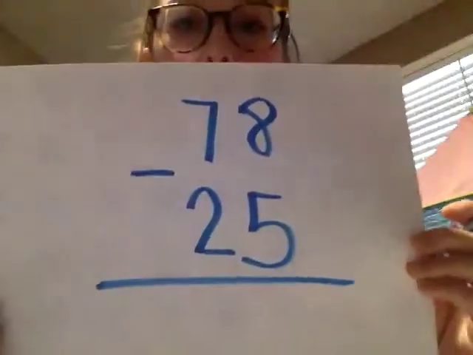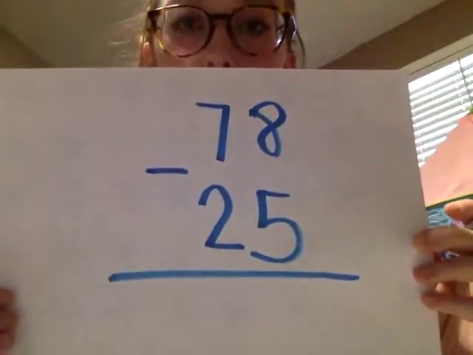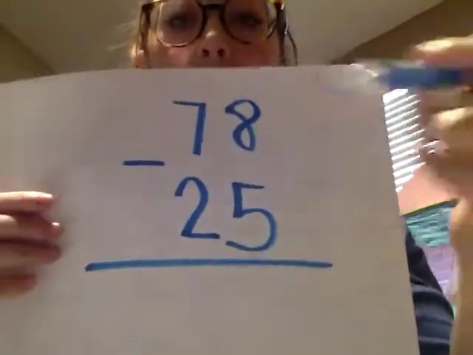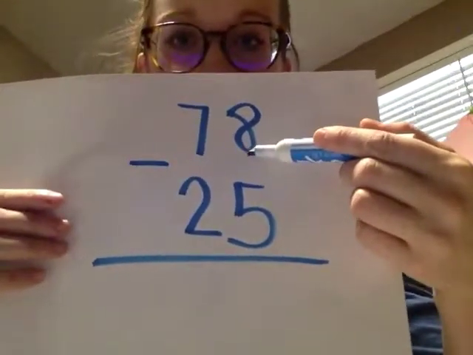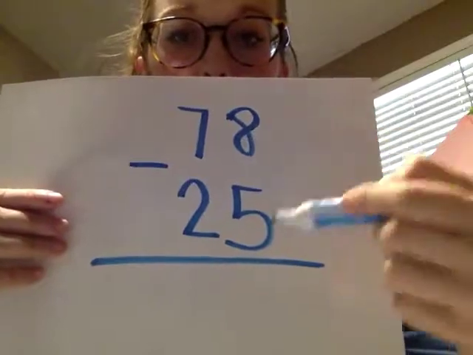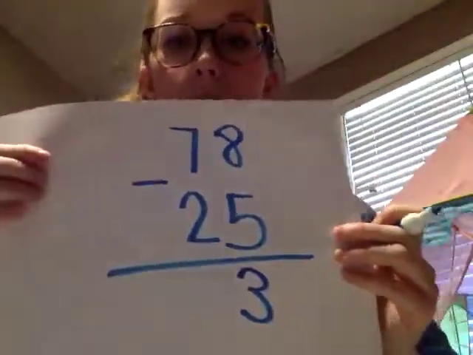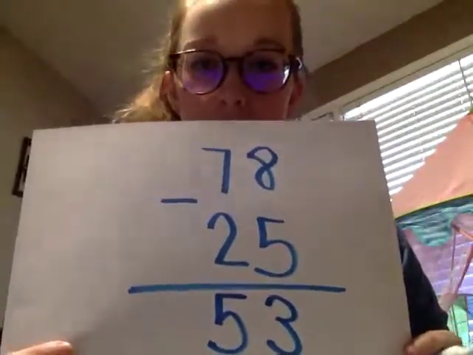Now, what about when you subtract? Is it the same way? Well, let's start with a normal problem. 78 minus 25. We always start in the ones place, again, because it is the lowest place value that I have in these two numbers. So I do 8 minus 5, and that would equal 3. And then I would do 7 minus 2, and that would equal 5. So my answer to this problem would be 53.